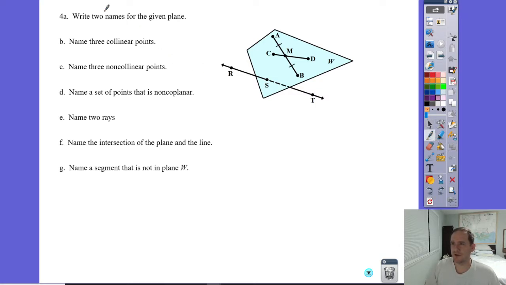It says, write 2 names for the given plane. Well, one name was to pick 3 points that are in the plane, making sure that they don't all lie on the same line. So you can't say plane AMB, because they're all on the same line. We want 3 points that make a triangle, so, I mean, ABC is fine. If you just picked ABC, that's great. So plane ABC.